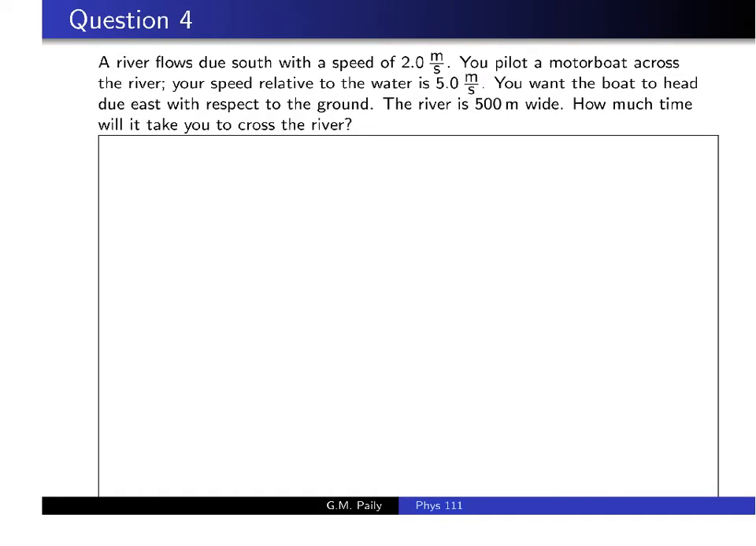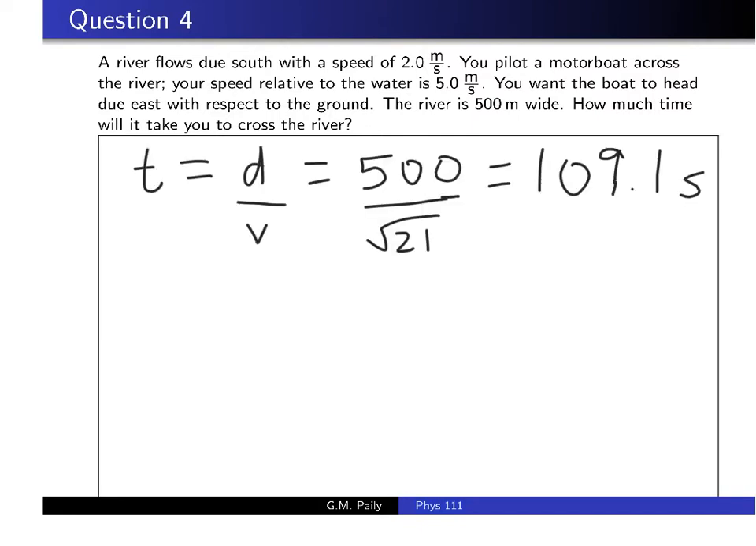We are asked how much time it will take us in this case to cross the 500-meter wide river. Again, the crossing is in the east-west direction. And so, we only need to concern ourselves with the east-west distance and the east-west velocity. Plugging in the numbers for the distance and the velocity with respect to the ground, we see that the time it takes is 109.1 seconds.